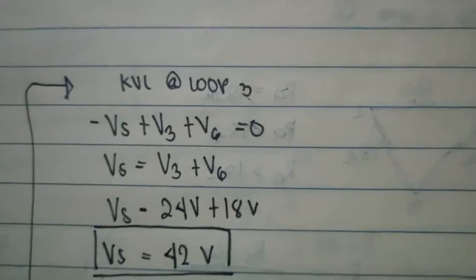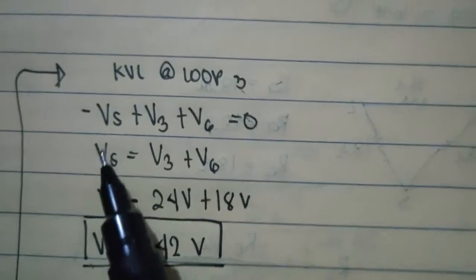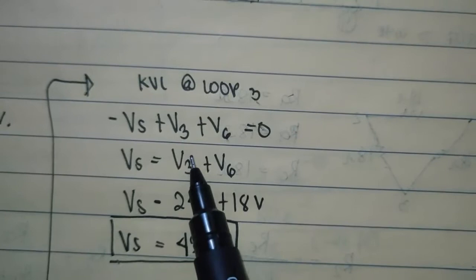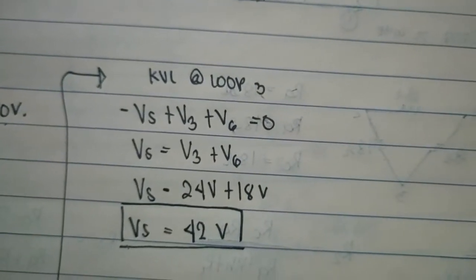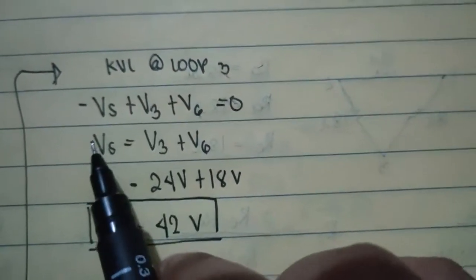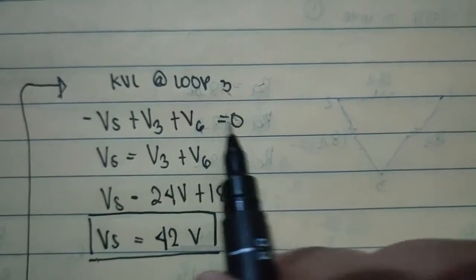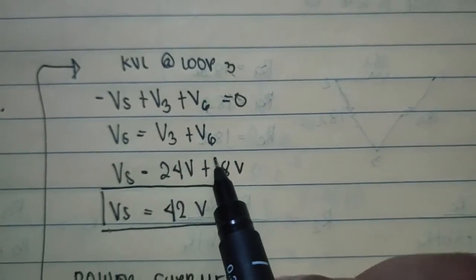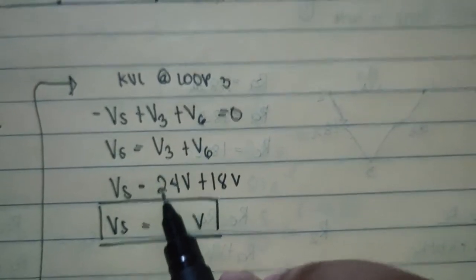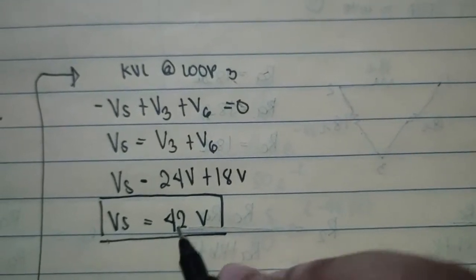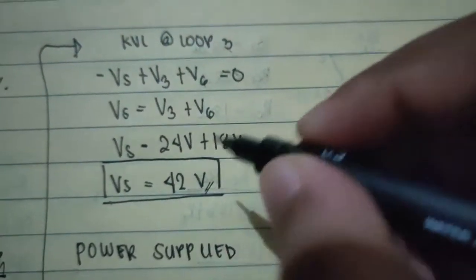So KVL at loop 3. Since we're looking for Vs, we can now solve for Vs after solving loop 1, loop 2, and node A. So negative Vs plus V3 plus V6 is equal to 0. So Vs is equal to V3 plus V6. So Vs is equal to 24 volts plus 18 volts. So our Vs is 42 volts.